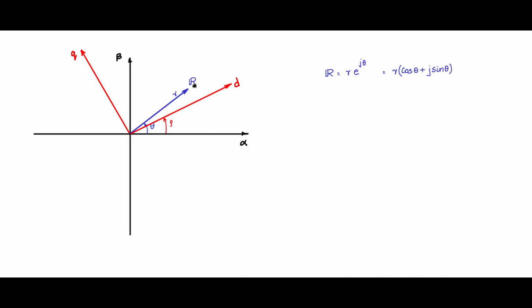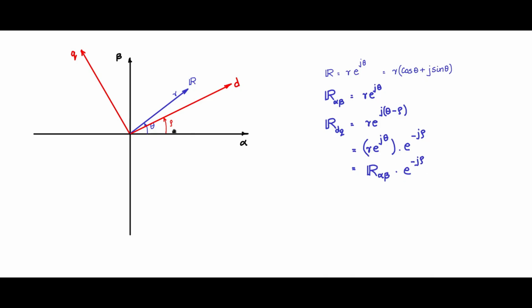Now the vector r in the alpha beta coordinate system is represented as r e to the power of j theta, same as here. Now this r in the dq coordinate system can be written as r e to the power of j (theta minus rho), because this theta minus rho is this angle, and I can write it as r e to the power of j theta into e to the power of minus j rho. Now r e to the power of j theta is nothing but the alpha beta representation. I will write it as alpha beta representation into e to the power of minus j rho.